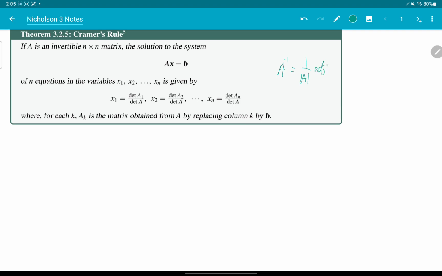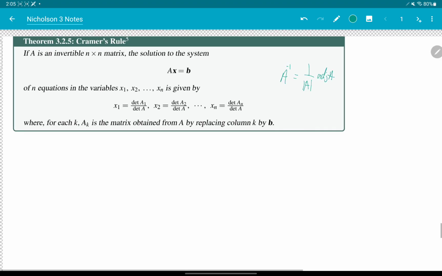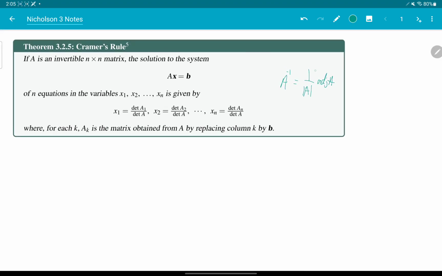This guy. So Cramer's rule can be proven from this formula, so it's natural that it comes after that formula in the notes. What it says is that you can find your x1, x2, x3 just by taking ratios of certain determinants.